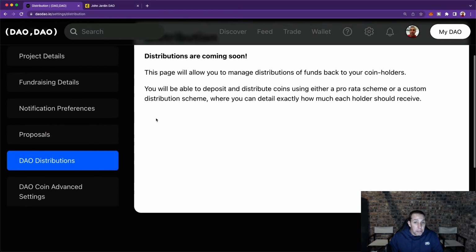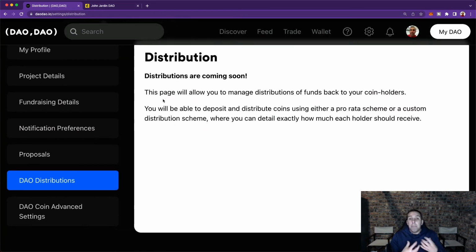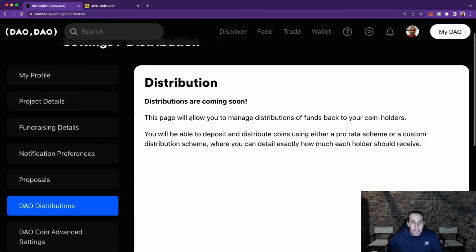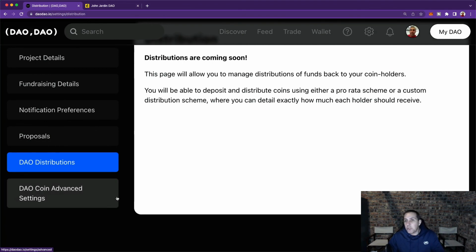But DAO distributions, which is coming soon, is going to allow me the opportunity to distribute funds or rewards back to the DAO coin holders. So this is the magic, right? This is one of the many reasons why people want to be a part of the DAO: royalty programs, being investors and having returns, and these distributions could be sent back to all the DAO coin holders. So it's coming soon. It's nothing available yet, but that's still good news. It's on its way. You still want to be able to have DAO coins.